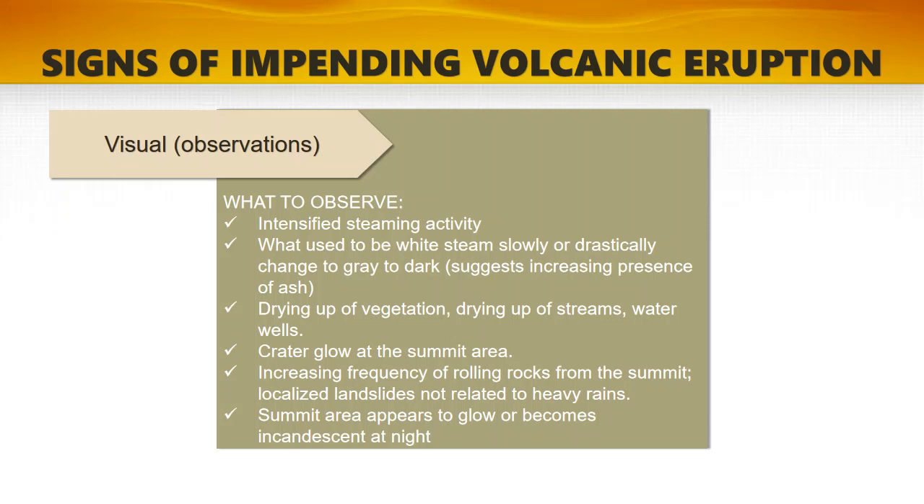Then what used to be white steam slowly or drastically changes to gray to dark, which suggests an increasing presence of ash. You can also observe the drying up of vegetation, streams, and water wells. There's also a crater glow at the summit area, and an increasing frequency of rolling rocks from the summit, or localized landslides not related to heavy rains. You can also observe that the summit area appears to glow, or becomes incandescent, at night.